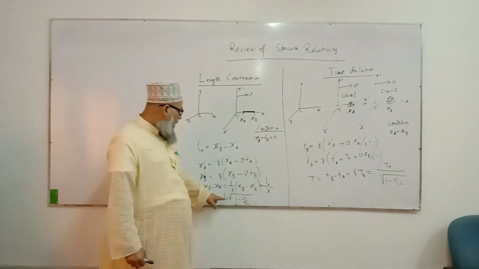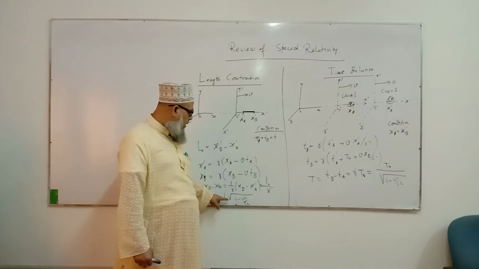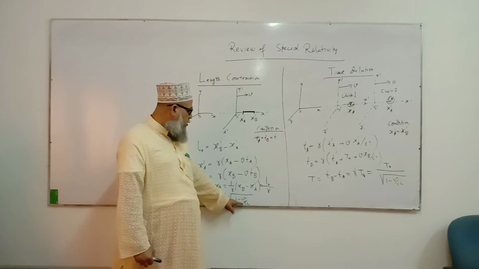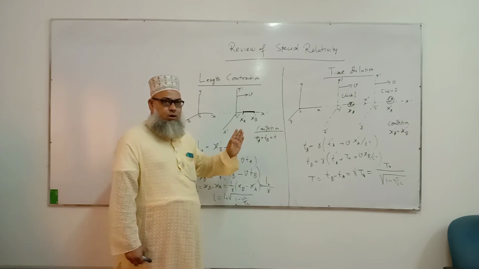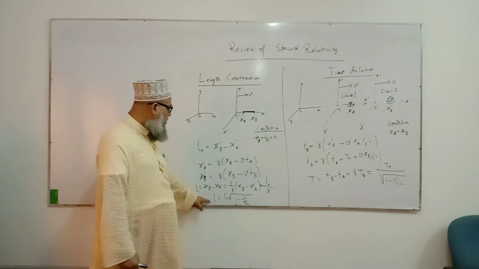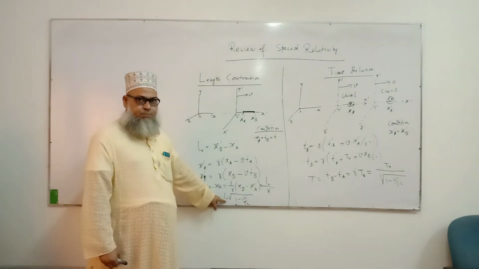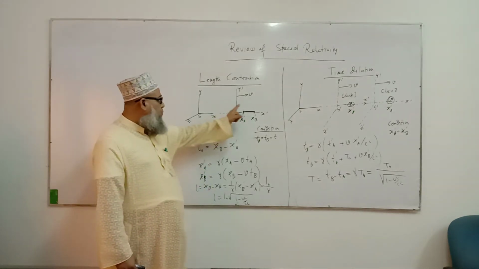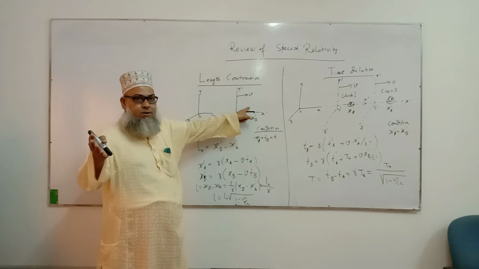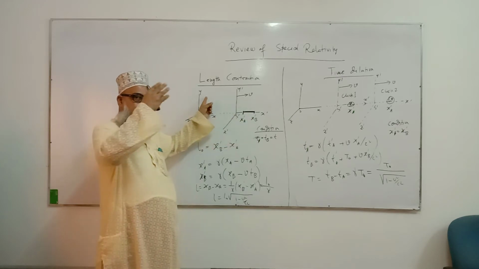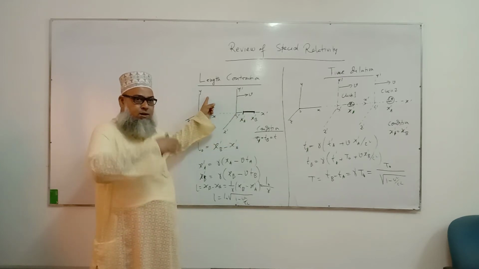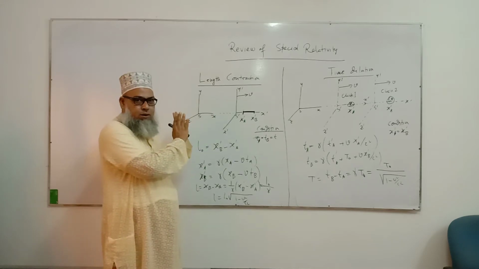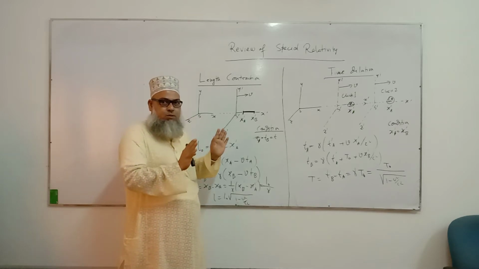Why? L naught is the proper length multiplied by a factor. The square root of 1 minus v squared by c squared is a fraction less than 1. So which is bigger? L naught is bigger, L is smaller. So the proper length is the bigger length, and the length seen from another frame is less than the proper length. So this is the length contraction. This is a special relativistic effect.